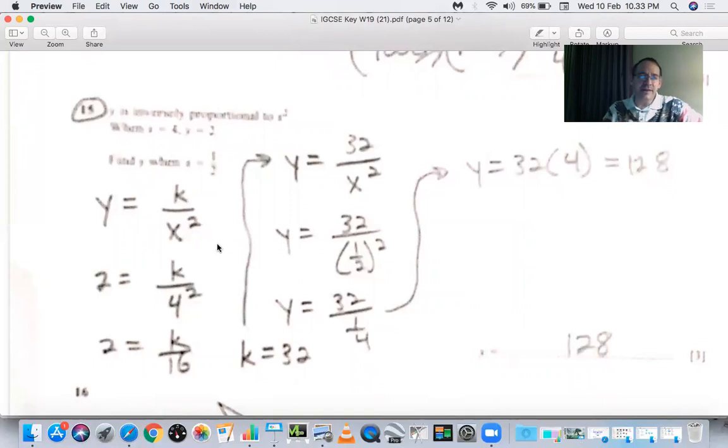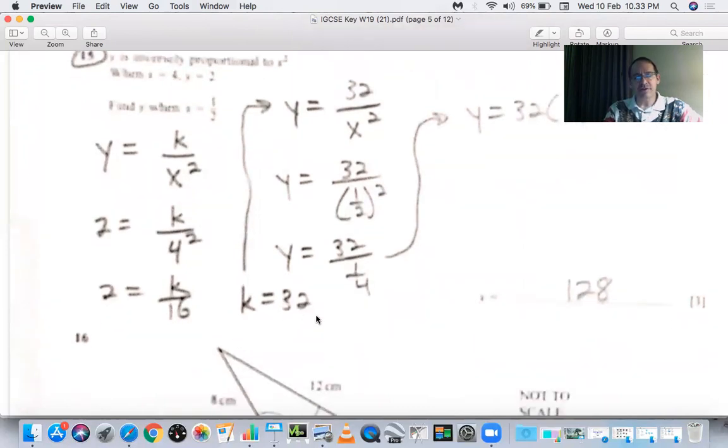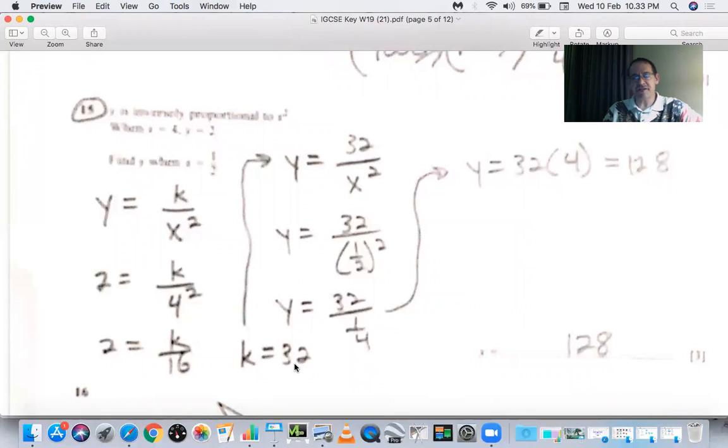So we want to solve for that k first. We plug in the 4 for x and the 2 for y. So 4 squared is 16. 16 times 2 is 32. So our proportionality constant is 32. That doesn't change for the problem. That comes up here: y equals 32 over x squared. Now we put in the new set of numbers. Find y when x is 1/2. 1/2 squared is 1/4. And when you divide by a fraction, you invert and multiply. So you get 32 times 4 is 128.